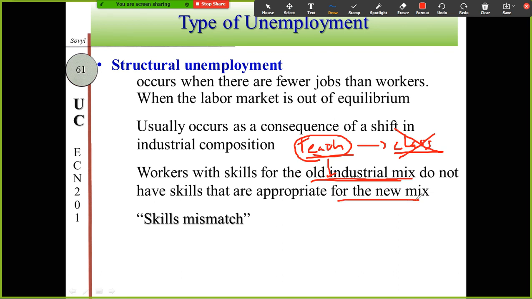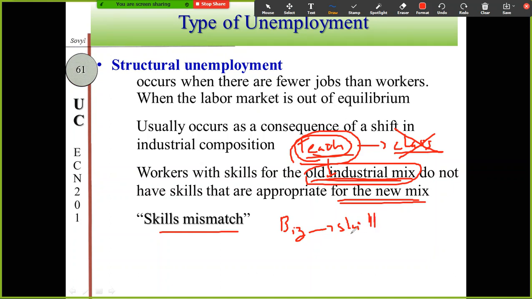If they don't catch up with the new skills, they are unemployed. The teachers who have an old industrial mix don't want to be unemployed, but because technology is improving, or working conditions are improving, or economic conditions are improving, the business sector tries to find a new industrial mix or new skill mix. That's why this is called skill mismatch. That means business, they need that skill.